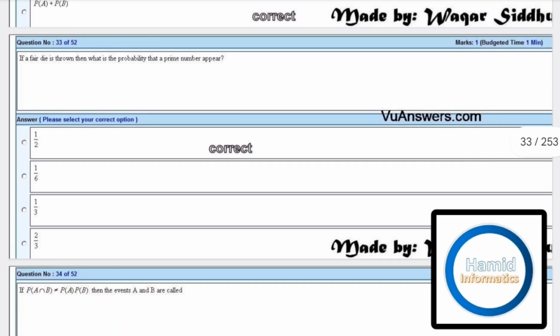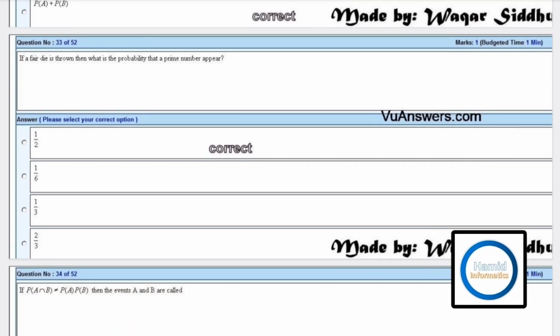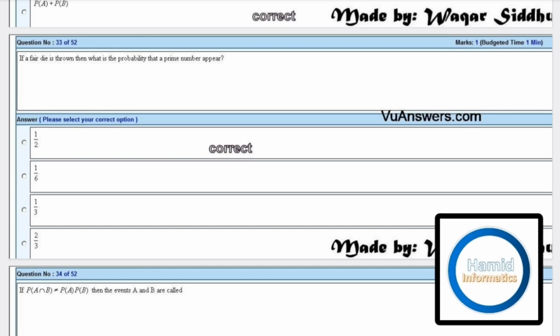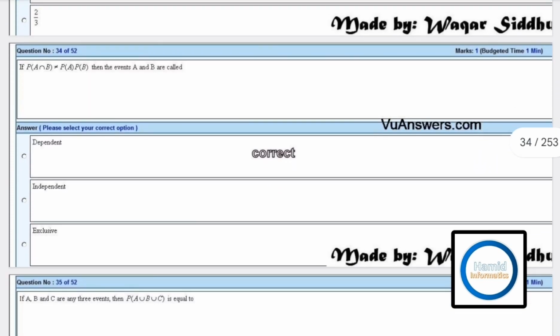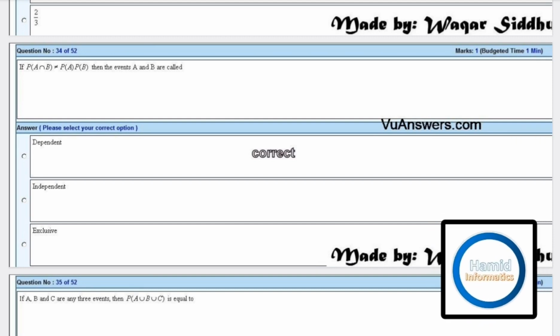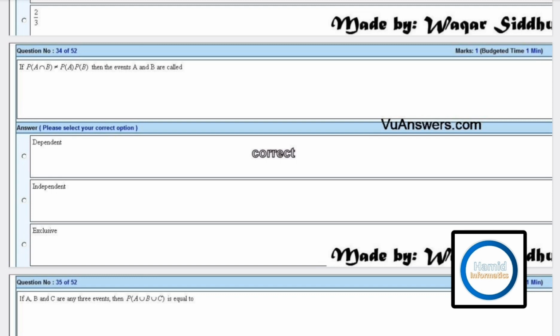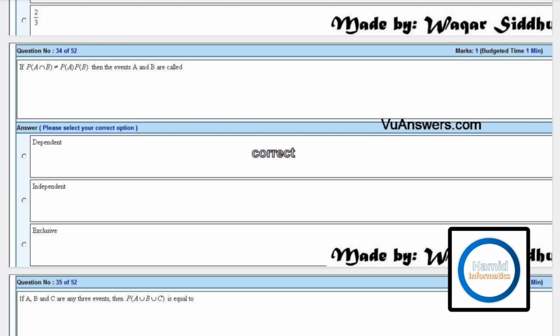Next question is if a fair die is thrown, then what is the probability that a prime number appears? 1 by 2. If P of A intersection B does not equal P of A times P of B, then the events A and B are called dependent.